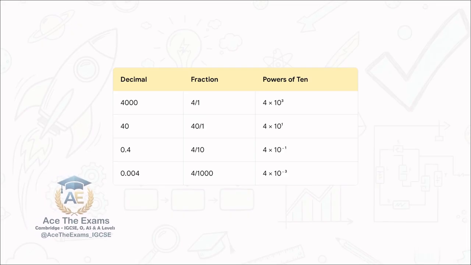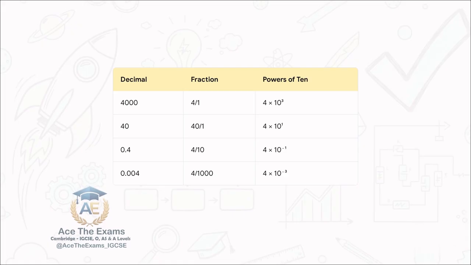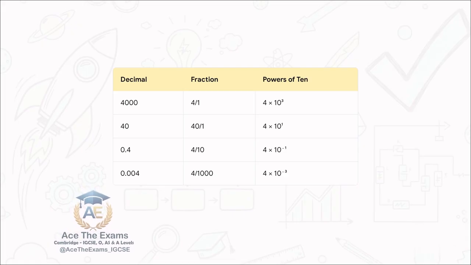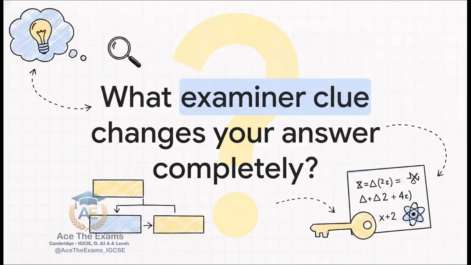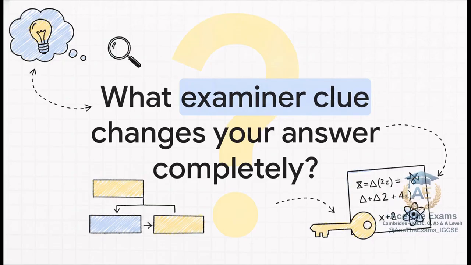Listen, this isn't just about having neat handwriting. This is defensive exam technique. It completely protects your decimal places when you're substituting values into complex equations. Now, if you truly want to secure those top grades, you need to know what the examiner is secretly asking you behind the scenes. In a moment, I'll show you the examiner clue that changes the answer completely. But first, you need the framework that makes that clue completely obvious to you when you first read the question.